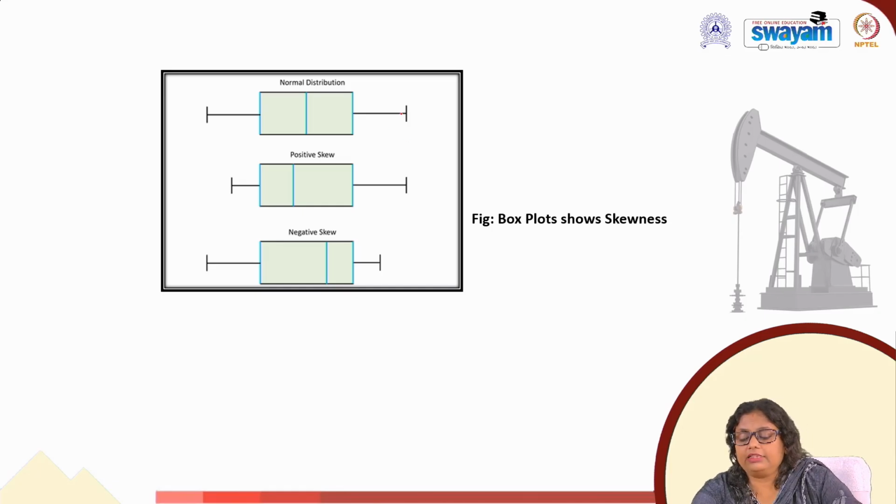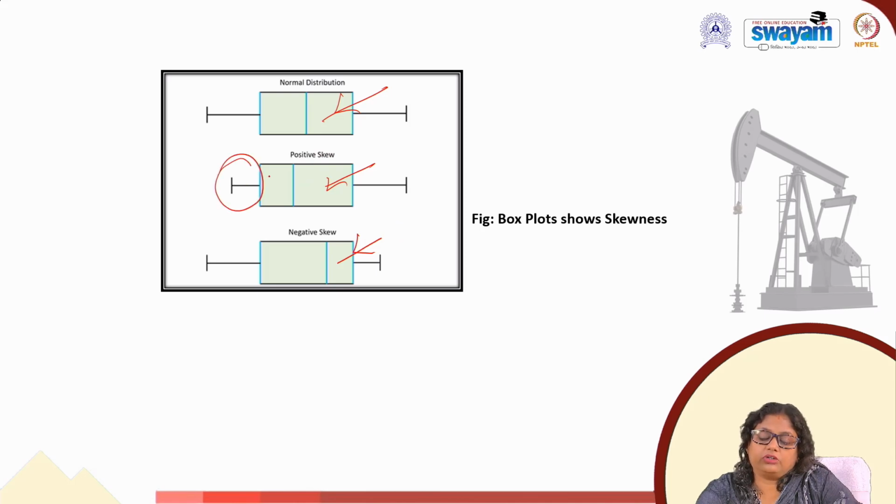So here this diagram shows box plot skewness: normal distribution, then positive skew, then negative skew. So in case of a positive skew, this length is shorter, okay, and your median is slightly towards quartile 1, and in this case median is slightly towards quartile 3. Okay, and this is quartile 3, this is quartile 1, and talking about this length, this is our positive skew, this is the negative skew.